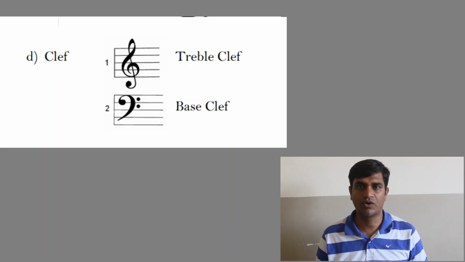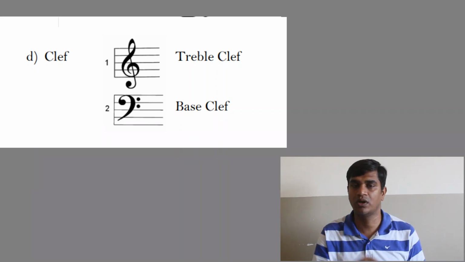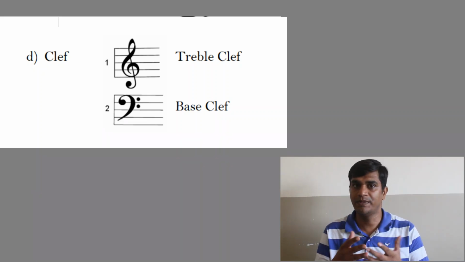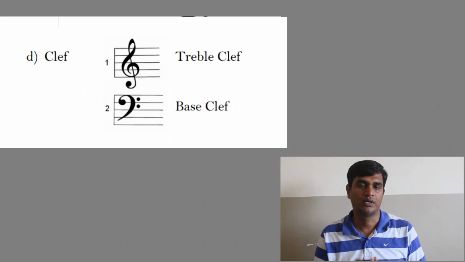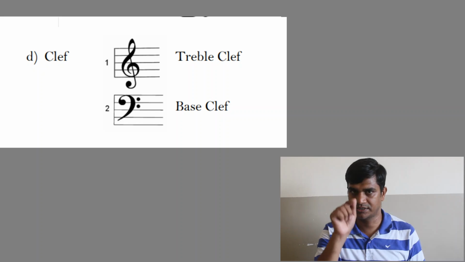Next we have the fa clef or F clef, also called the bass clef. Between these two clefs, in the center, we have one line which will not be shown. That line is called the C line, the C note or C line.